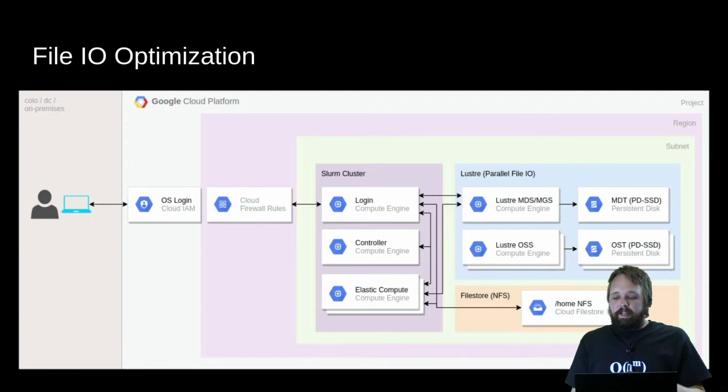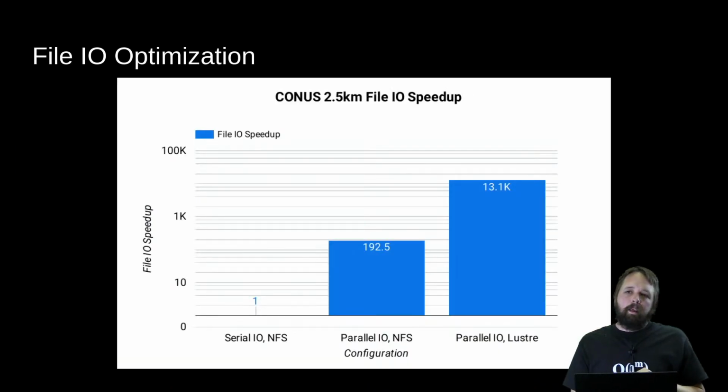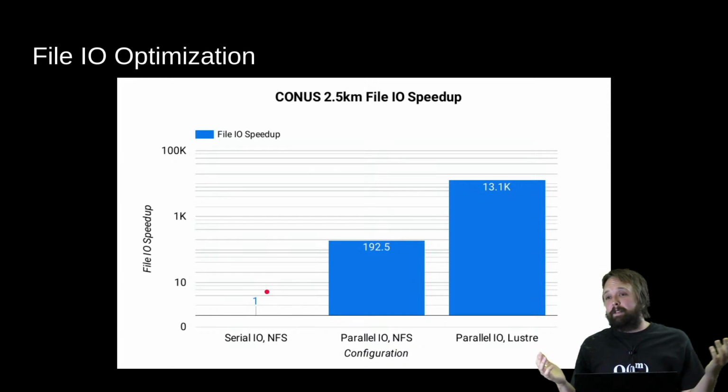So on the next slide here, I'm going to show you some of the differences in the file I/O time in WRF that you can get from, one, parallelizing the output by changing the I/O form in the WRF namelist file, and then of course adding on top of that, swapping out from using a single point mounted NFS file system that we're doing on the controller, to Lustre. So down here is the serial I/O over NFS run. Of course, compared to itself, it's parity.